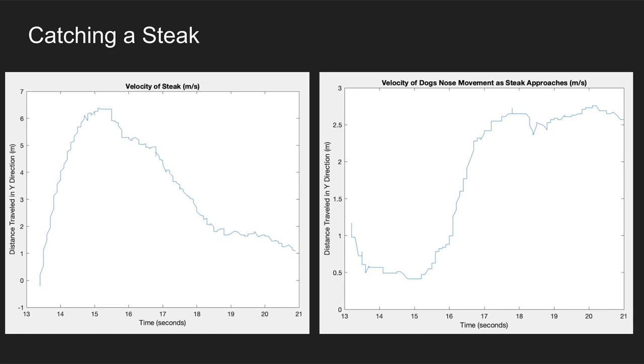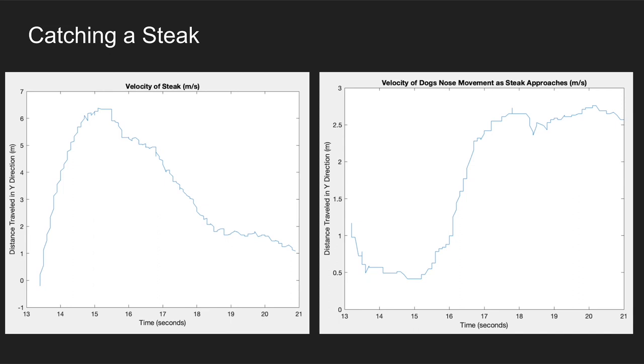When looking at these graphs, we can see that the stake was tossed into the air, where it reached a maximum height and then started to move in the opposite direction. When we look at the graph of Fritz, we can see that in the first 2.5-ish seconds, he was not even moving his head slightly to look up at the stake. This shows that he has a late reaction time to the object being thrown at him.